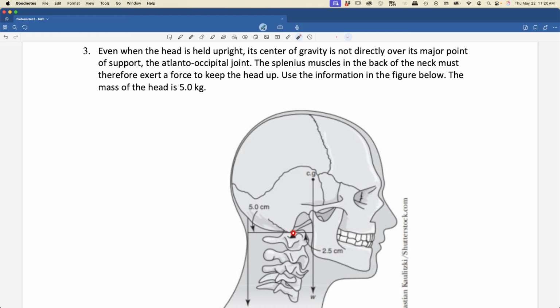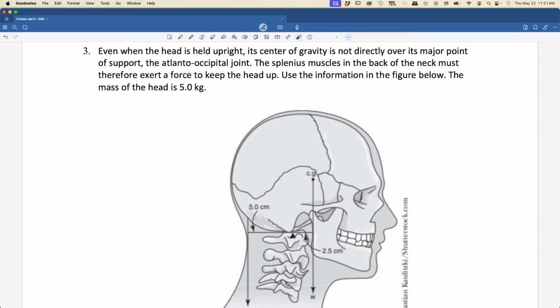What does that do? It creates a clockwise torque, does it not? That would be the weight multiplied by this distance. Now, if that's the only torque, then the head is going to go down like that.